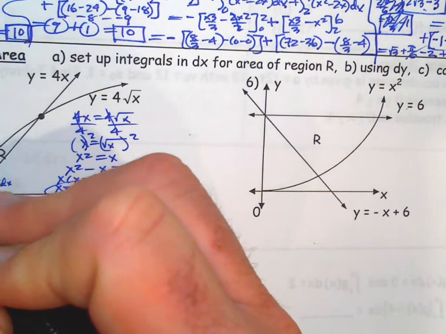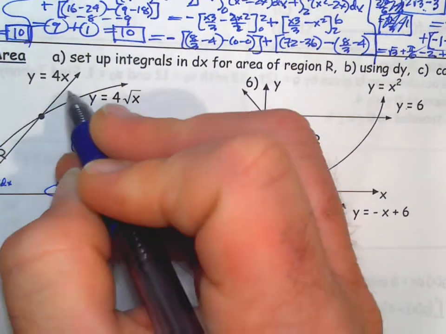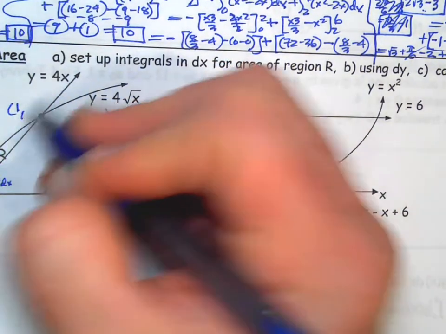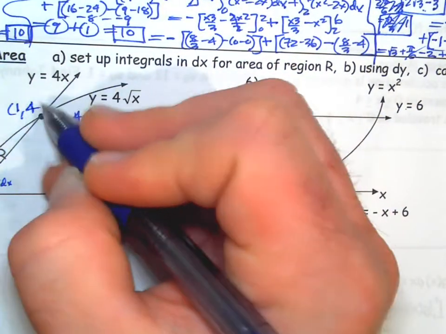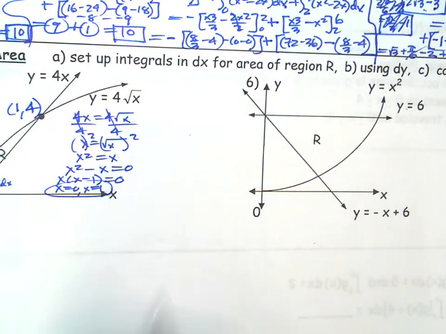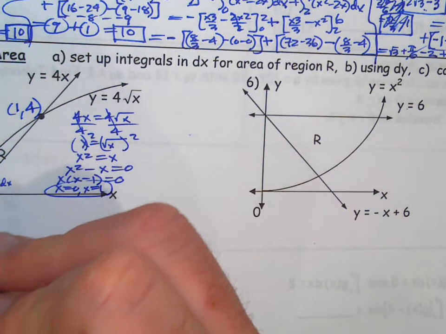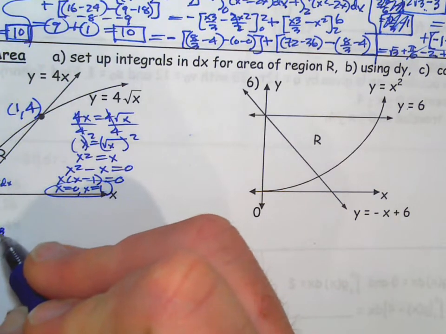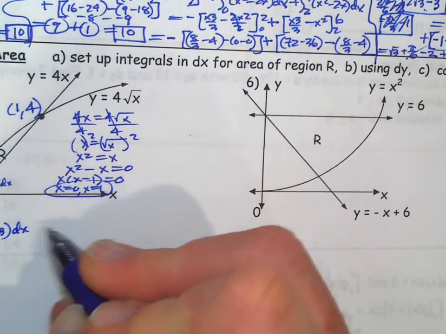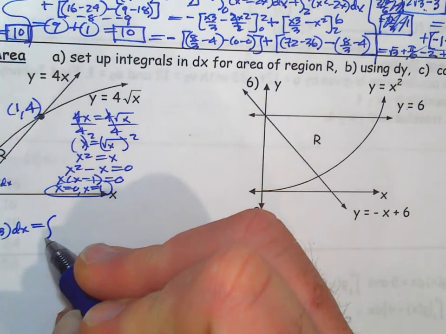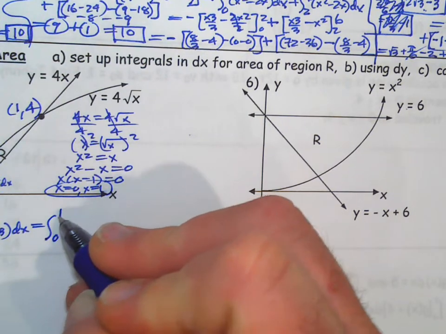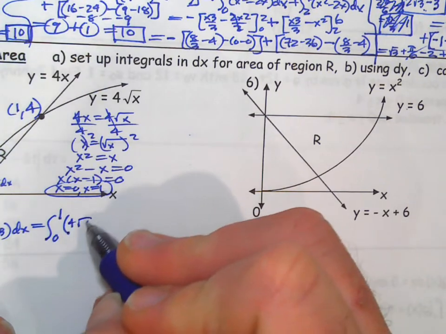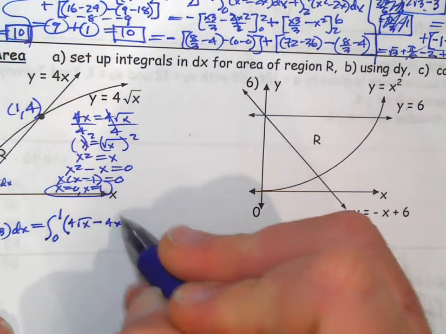So this is 0. If you plug x equals 0 into either of these equations, you get the y value 0. You plug 1 into either of these, you get 4. So those are going to give you the limits. So we need to do y top minus y bottom dx. And so the limits are going to be left to right, x equals 0 to x equals 1. Y top in terms of x is just 4 square root of x. Y bottom is 4x.